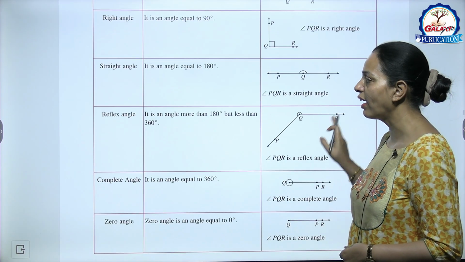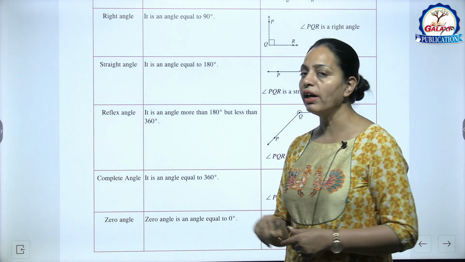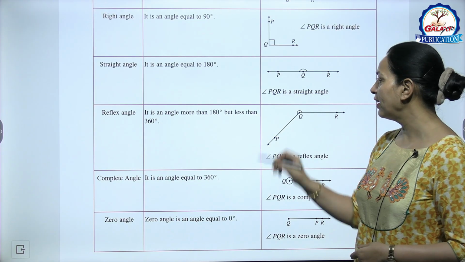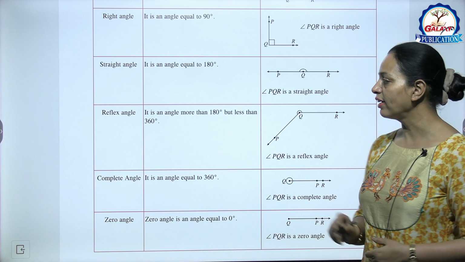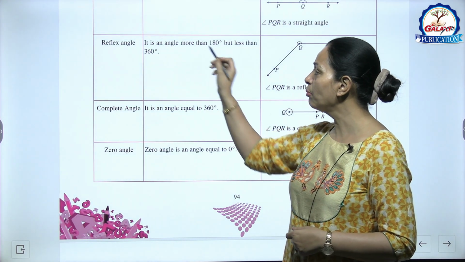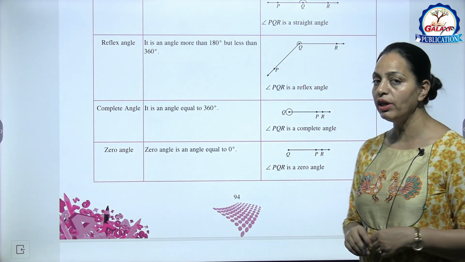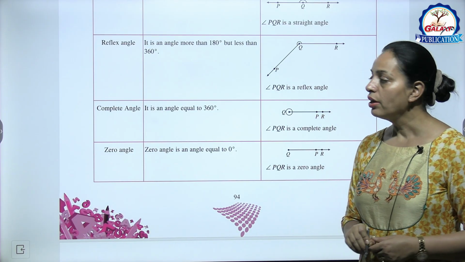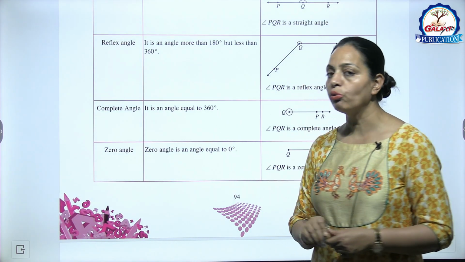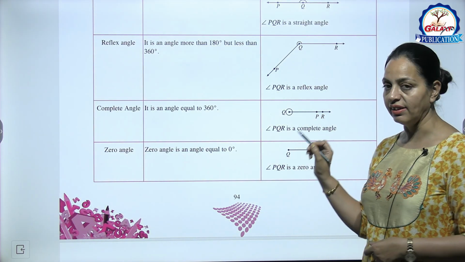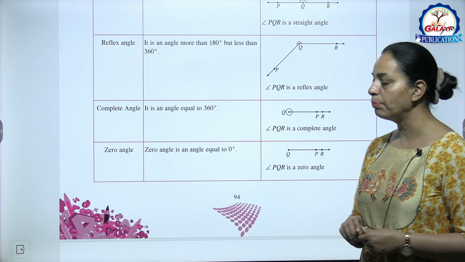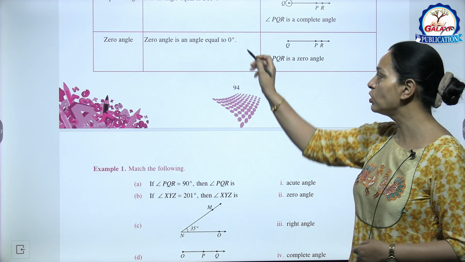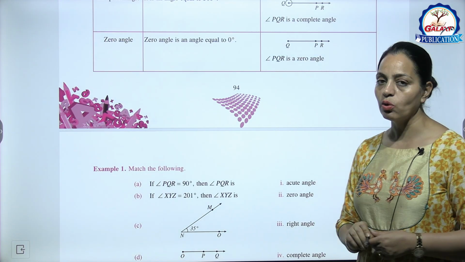The next is straight angle. It is an angle equal to 180 degree, like a line. This one is a straight angle. Angle PQR is a straight angle. The next is reflex angle. It is an angle more than 180 degree but less than 360 degree, like this. This is a reflex angle PQR. Now complete angle, it is an angle equal to 360 degree, like this, a circle. Angle PQR is a complete angle. The next is zero angle. Zero angle is an angle equal to 0 degree. So this is 0 degree, right?